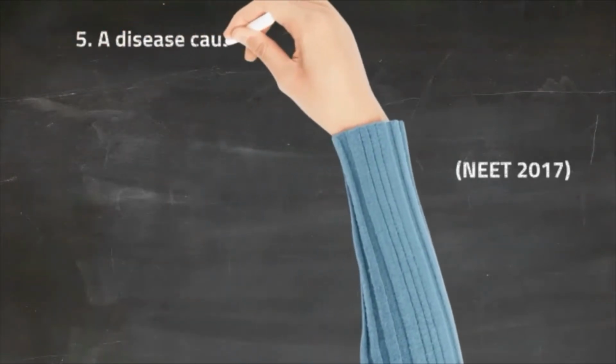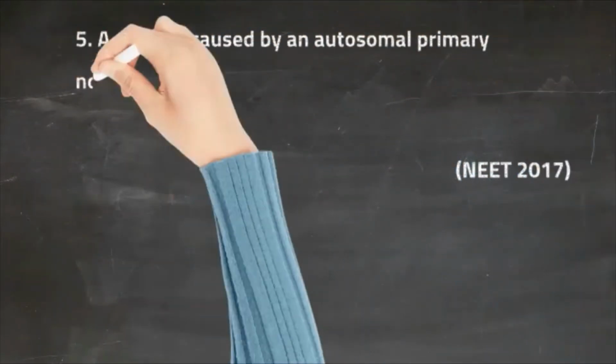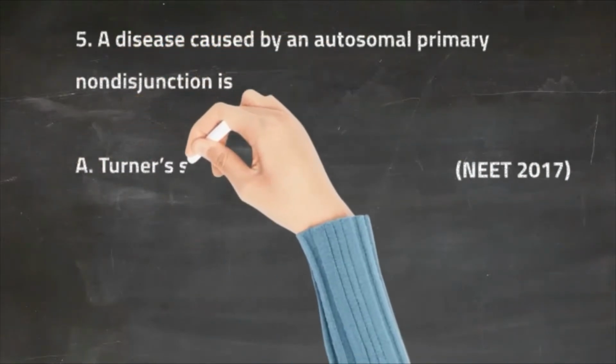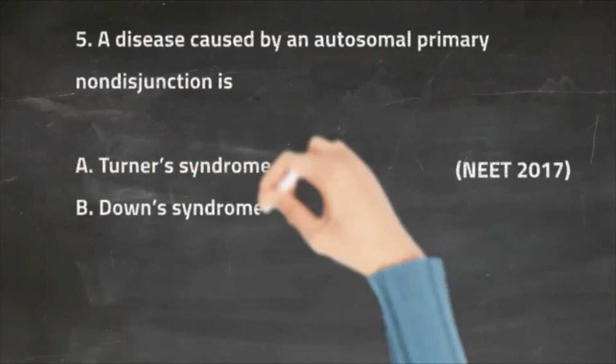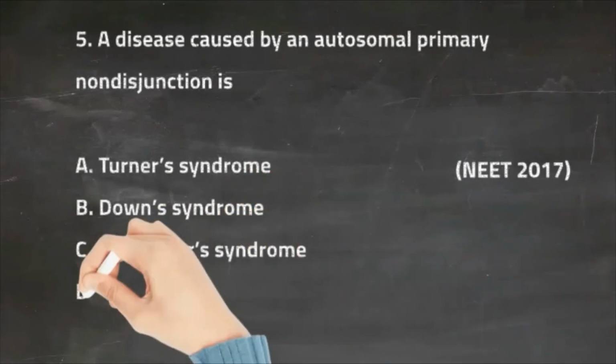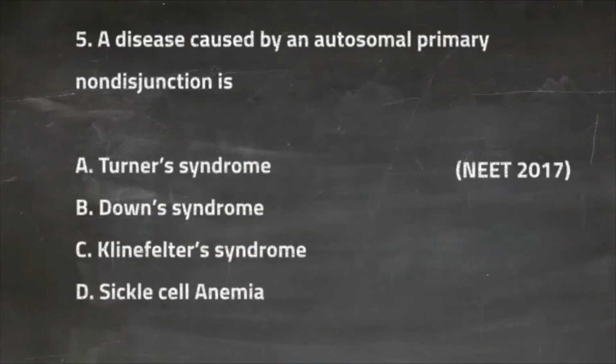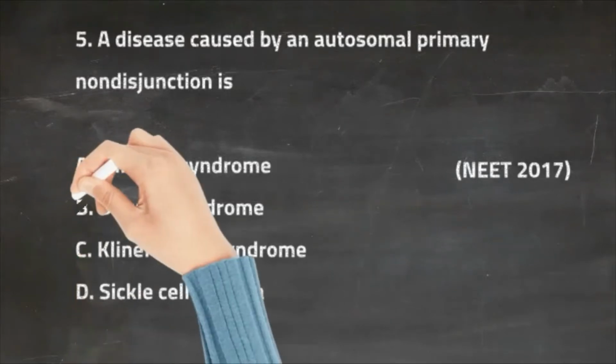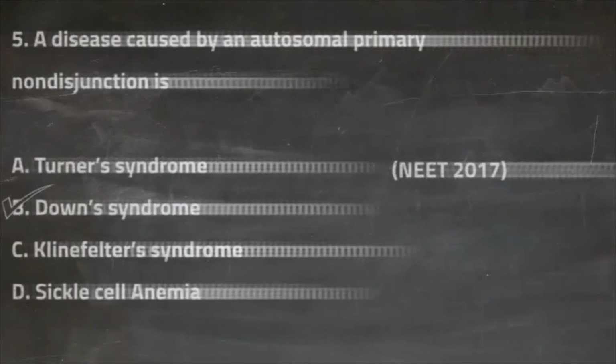The fifth question is: a disease caused by an autosomal primary non-disjunction is, the first option is Turner syndrome, the second option is Down syndrome, the third option is Klinefelter syndrome, and the last option is sickle cell anemia. So the right answer for this question is option B, and that is Down syndrome.